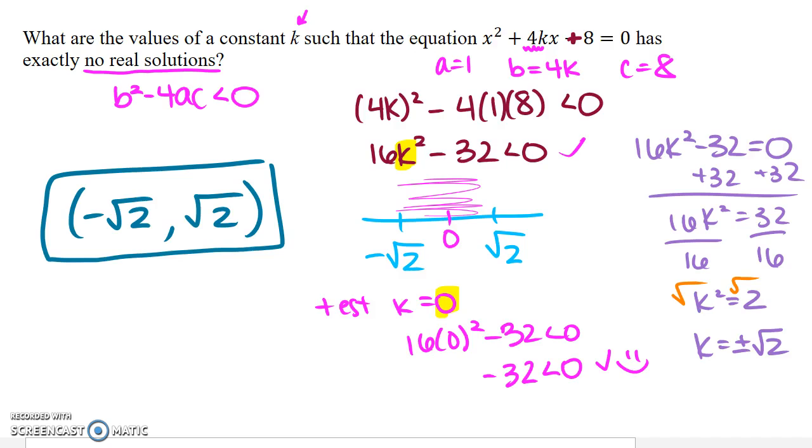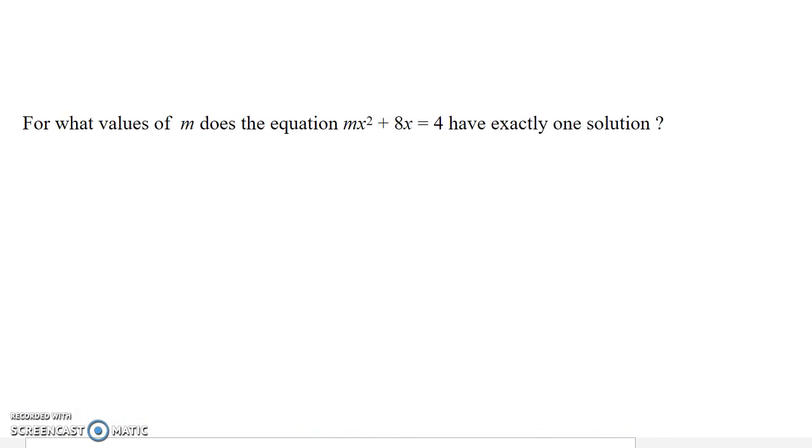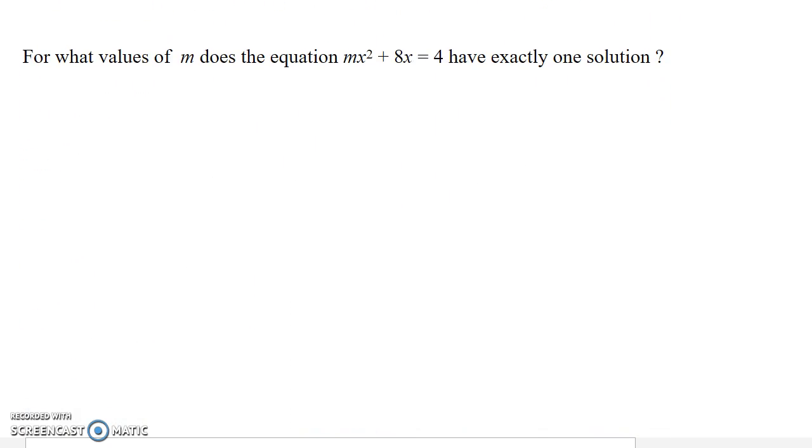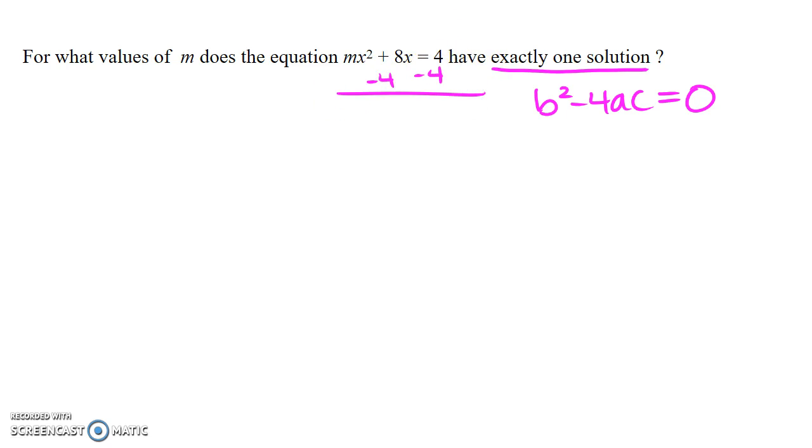Okay, let's try one more. It says, for what value of m does the equation mx squared plus 8x equal 4 have exactly one solution? If it only has one solution, that means our discriminant is equal to 0, right? If it has one real solution, it's equal to 0. So taking a look at our equation, we need our a, b, and c, but it's not in standard form, which means we have to subtract 4 first. When we do that, we'll get mx squared plus 8x minus 4 equals 0.